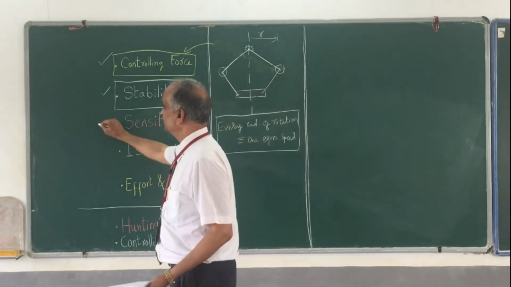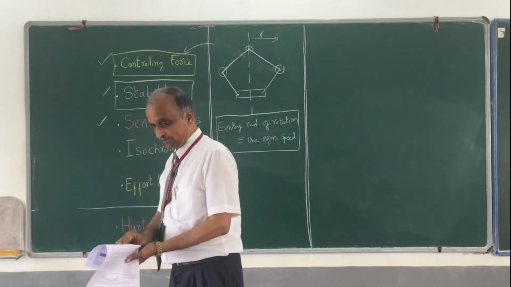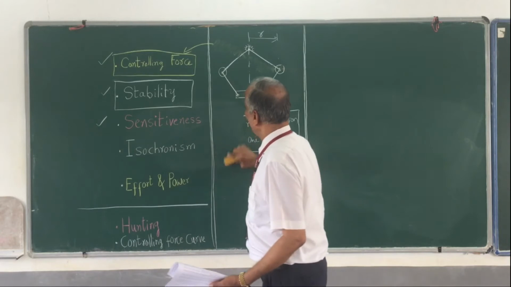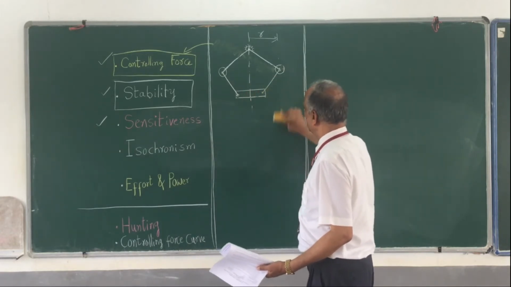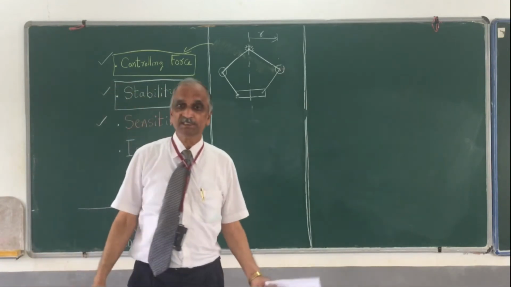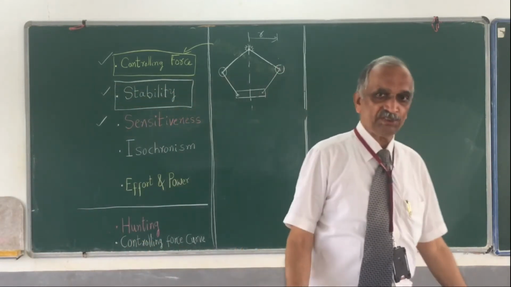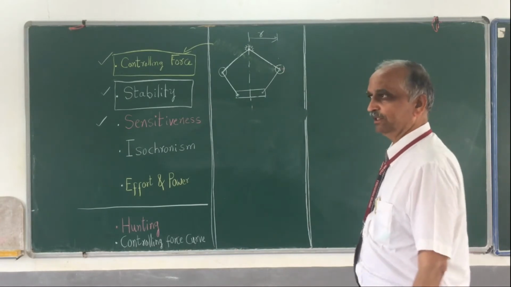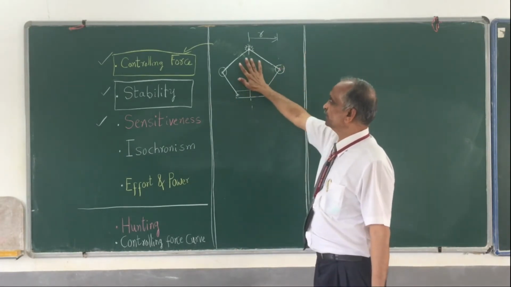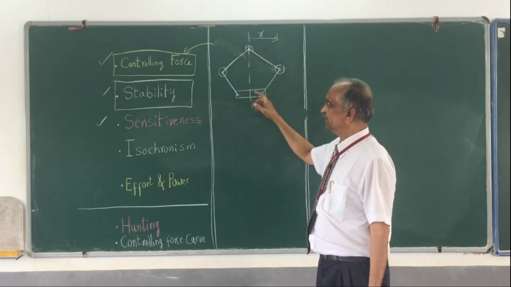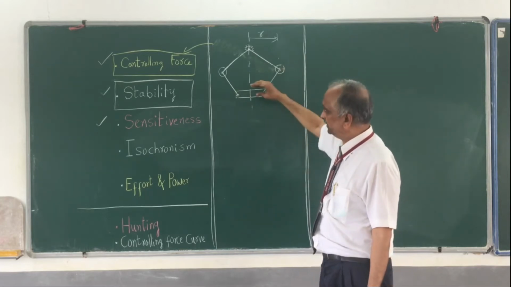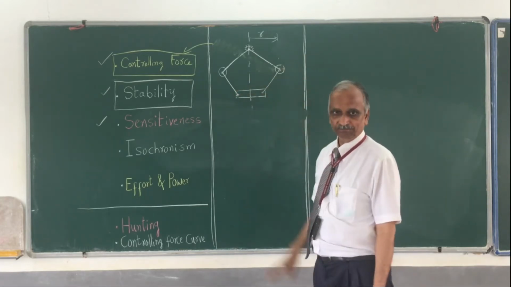So now, let me come to what is called sensitiveness. While discussing the quarter governor and the effect of friction, I introduced a term called the coefficient of insensitiveness. Now let me come back to the governor. This is the position of the sleeve. The governor is rotating at a constant speed, and the sleeve is in this position.